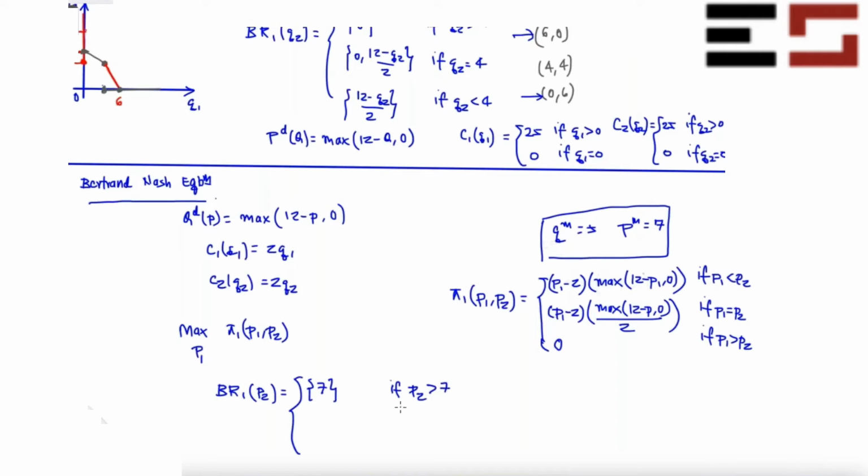Okay, so for example, if P2 is 8, then your best response is 7. If P2 is 7.5, then also it is 7. Is that fine? Okay.